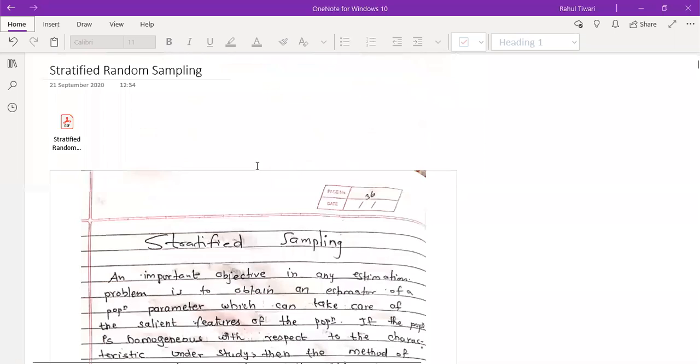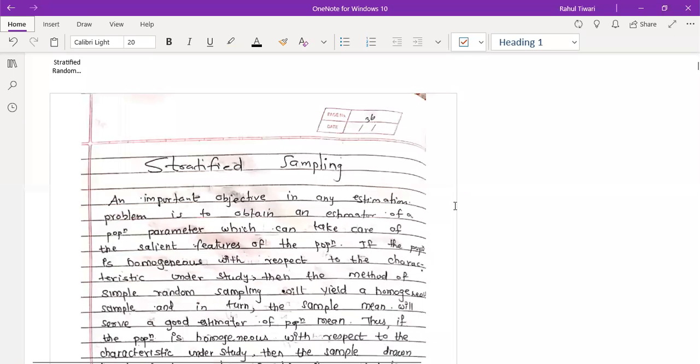So this is the new unit, which is unit 2, stratified random sampling. So let us begin the new unit, which is based on stratified random sampling.